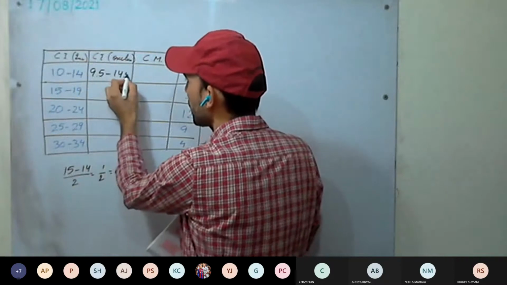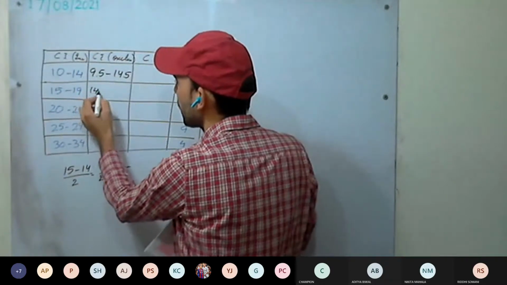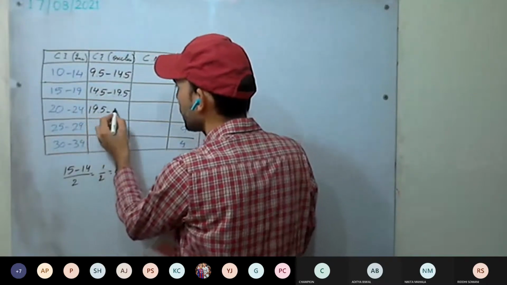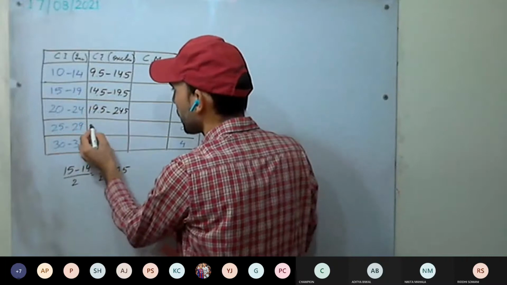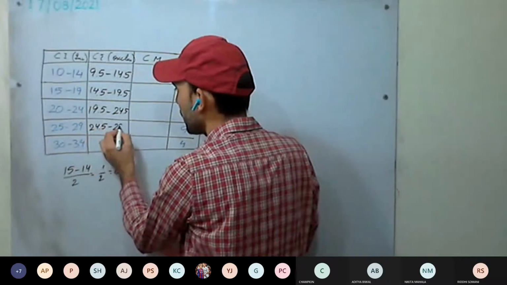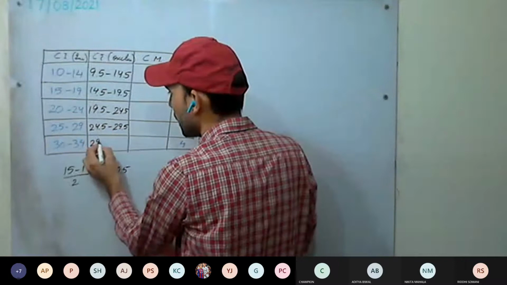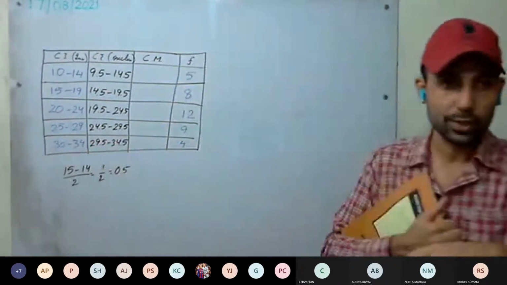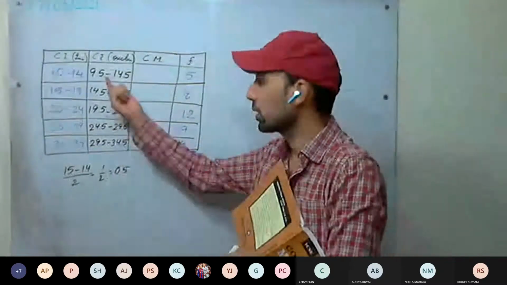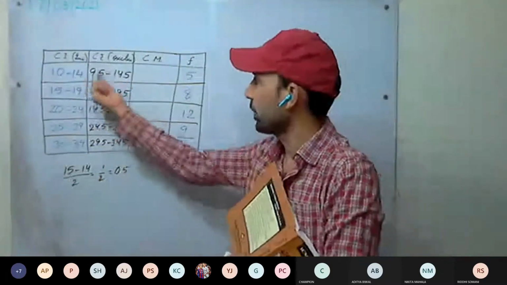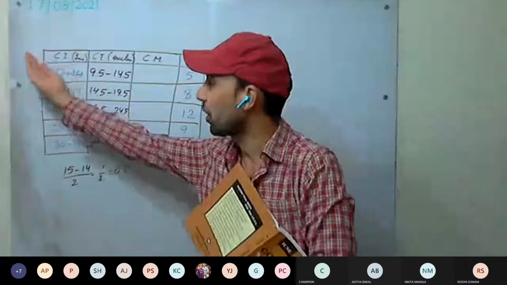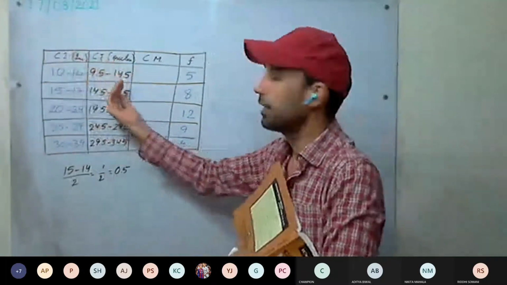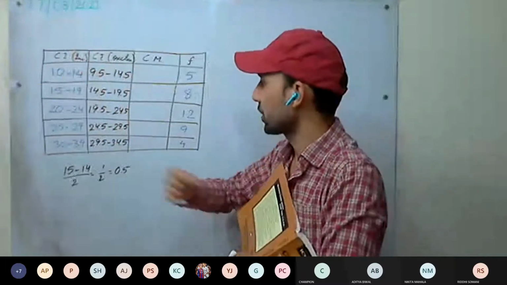So how much will it be? 9.5 to 14.5. 14.5 to 19.5. 19.5 to 24.5. 24.5 to 29.5. 29.5 to 34.5. This will be the actual class limits, true class limits, or the class boundaries. We moved 0.5 on the left side, 0.5 on the right side. These are the actual class limits.